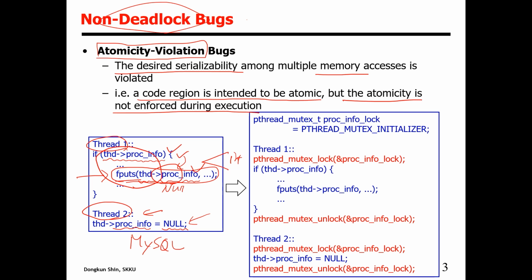To correct this bug, we must use a mutex lock. By protecting this critical section with a mutex lock and unlock, we can avoid the atomicity violation bug. To guarantee the atomicity of the critical section, we must protect the code with mutex lock and unlock.